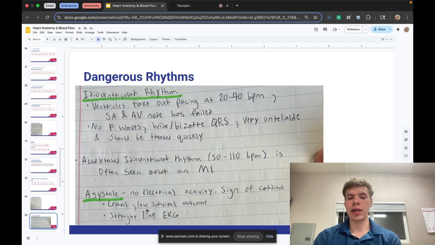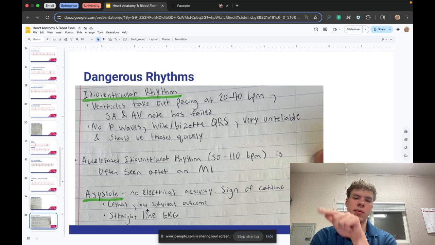And asystole is basically a rhythm where there's no electrical activity, and the person is basically dead. It's lethal. There's a low survival outcome. This is where you see the monitor showing just a straight line. When there's just a straight line, that's known as asystole. And that's telling you that there is no electrical activity in the heart whatsoever.